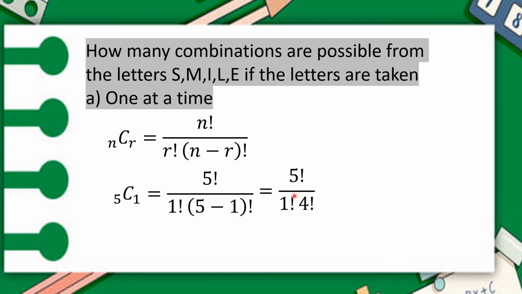To simplify 5 factorial over 1 factorial times 4 factorial, we're going to expand 5 factorial until we reach 4 factorial. So that is simply 5 times 4 factorial. And then 1 factorial is equal to 1. So we only have 1 times 4 factorial at the denominator. Next, we can now cancel 4 factorial on numerator and denominator. So it means the answer is equal to 5. So it means we are going to have 5 combinations taken one at a time from the letters SMILE.